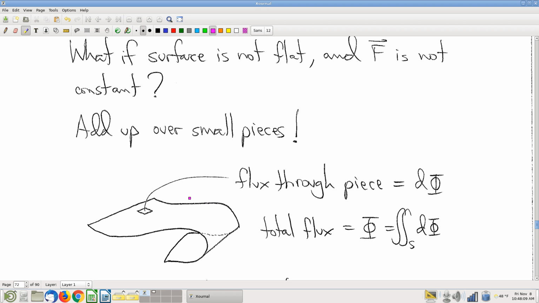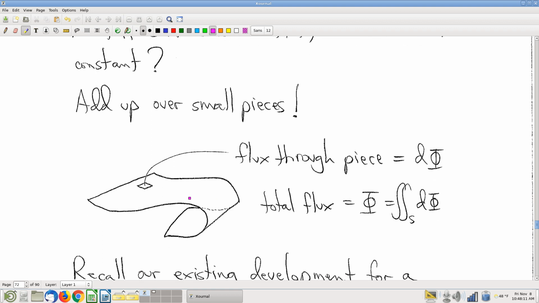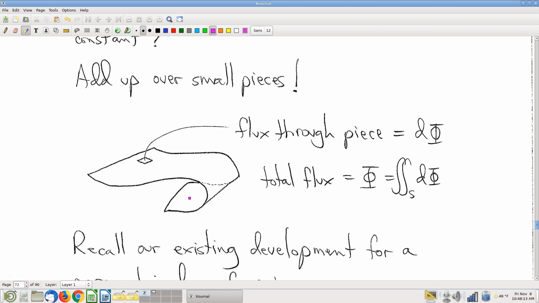So, no surprise: chop it up, add it up. Okay, so we look at little pieces, chop up the domain. On each little piece, this is an easy problem. That little piece is approximately flat.